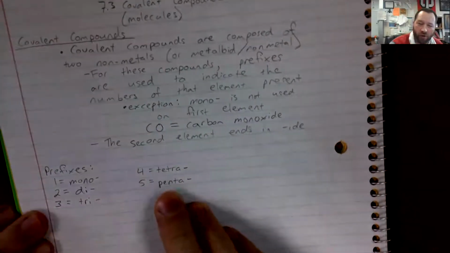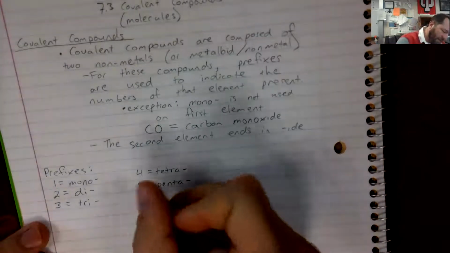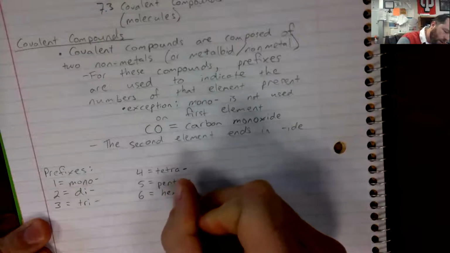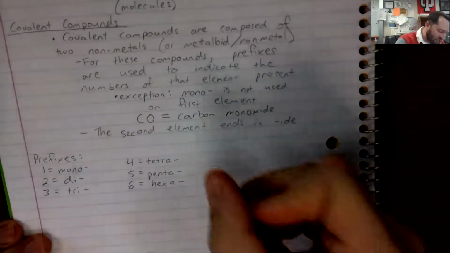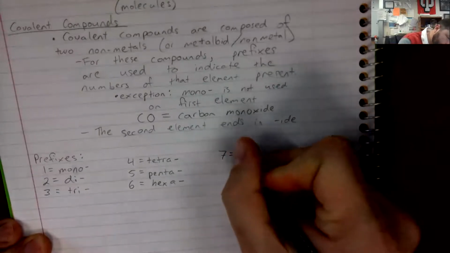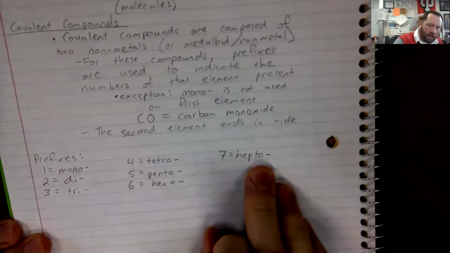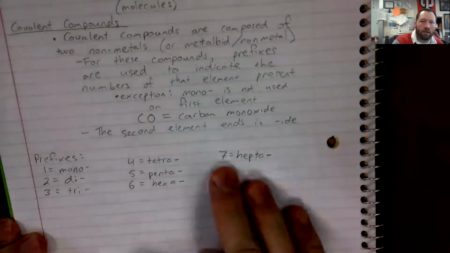5, I'm quite certain we've all heard of, is penta, like a pentagram. A pentagon has 5 sides. 6, you've probably heard of. Hexa. A hexagon has 6 sides. 7 may not be so familiar to you, so make sure you look that one over. Hepta is 7.